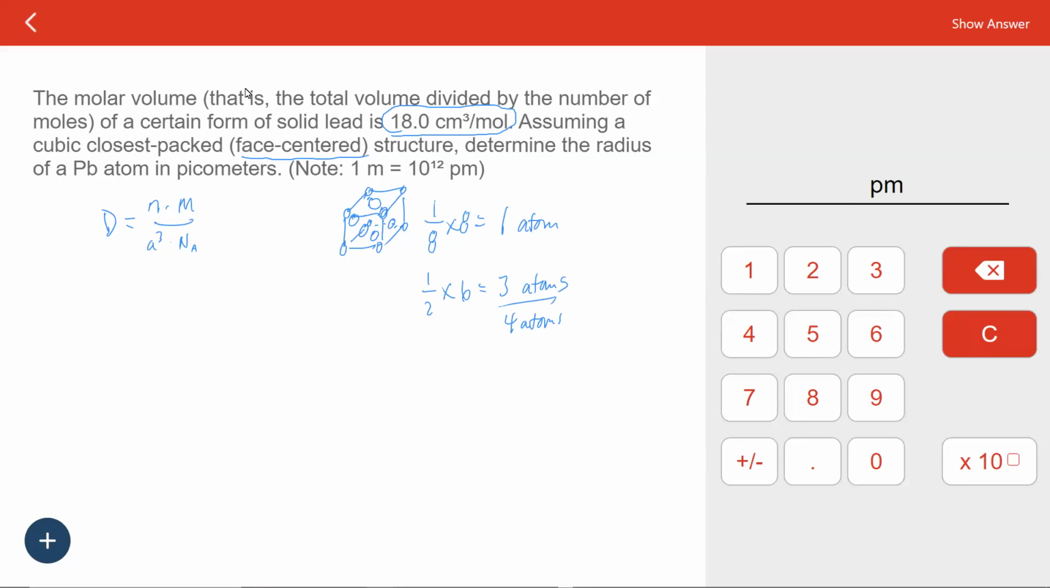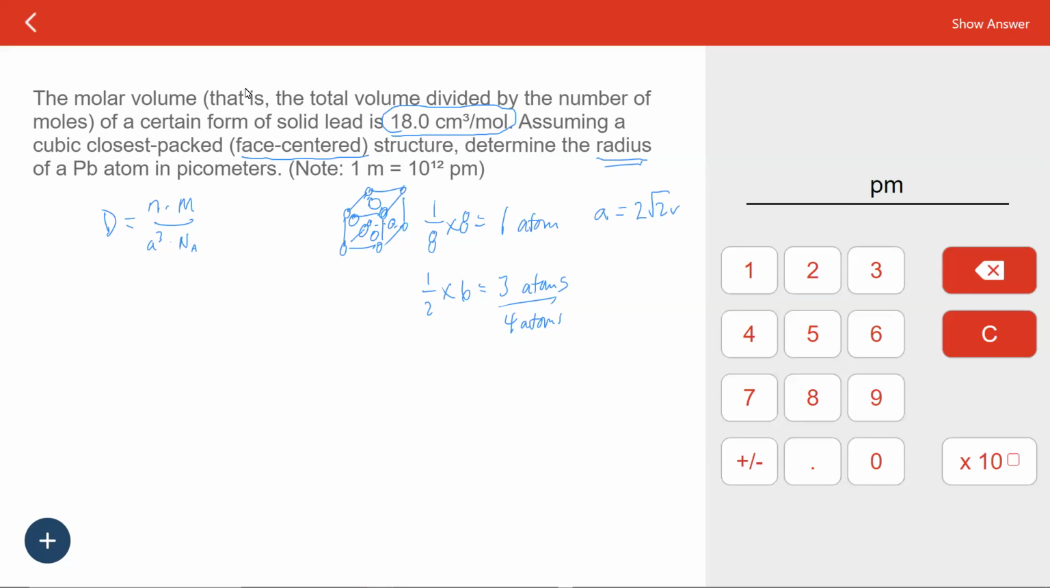Now, this one is a radius question. So even though we're given some information, we will have to solve for A, and then with an FCC or a face-centered cell, A is equal to 2 square root of 2R. So we will have to use that at the end and rearrange. Once we know A, we can solve for R.